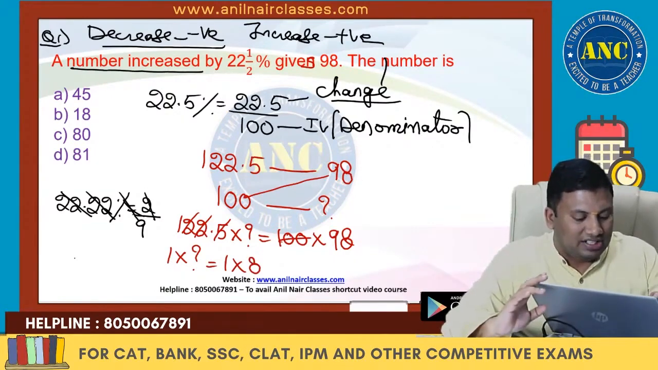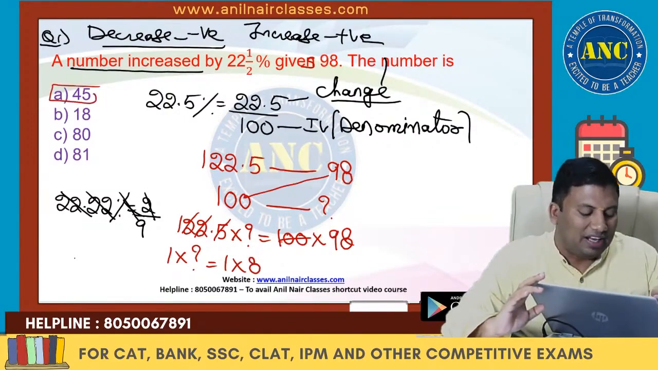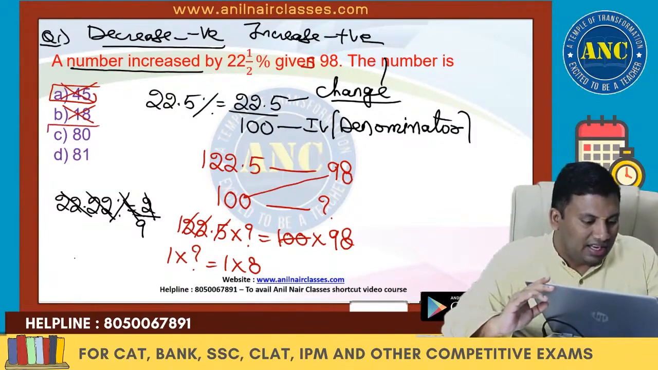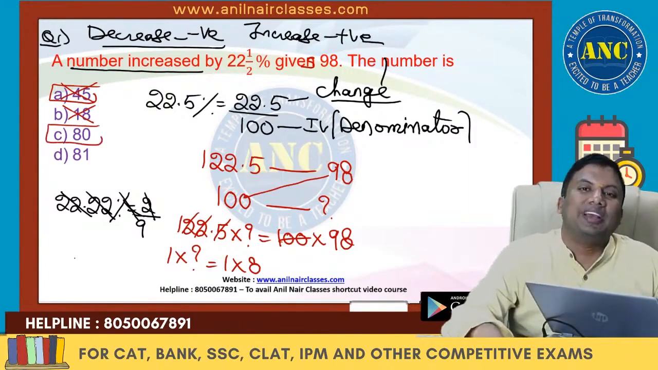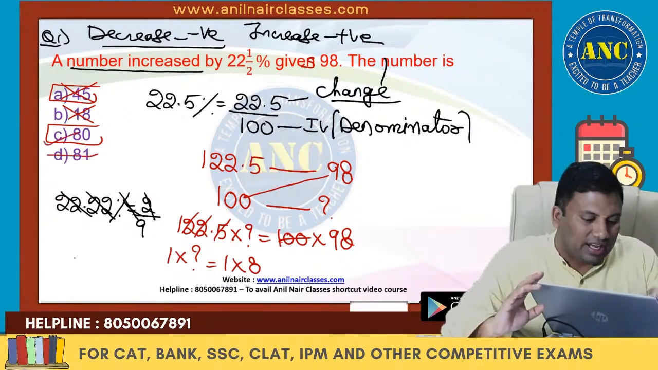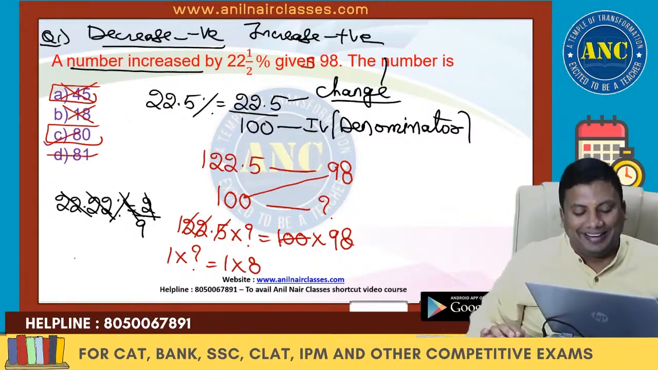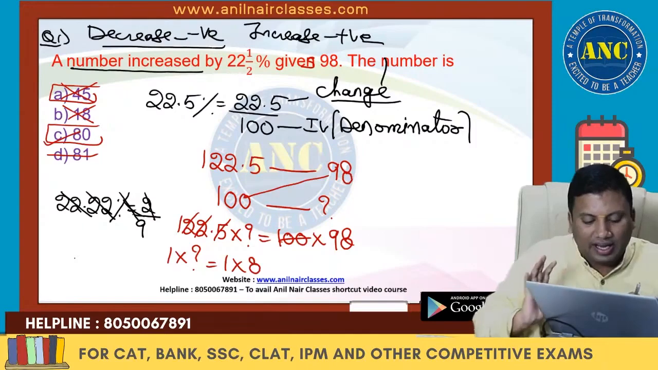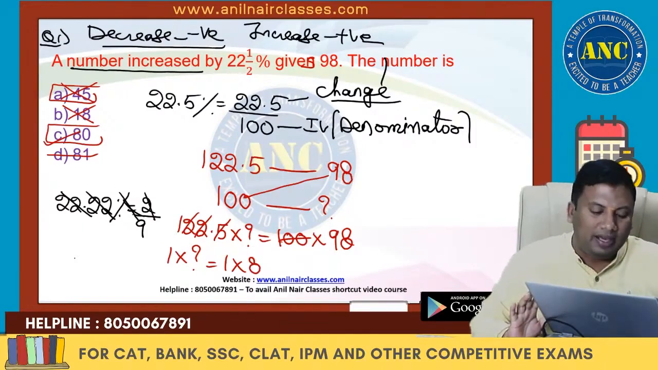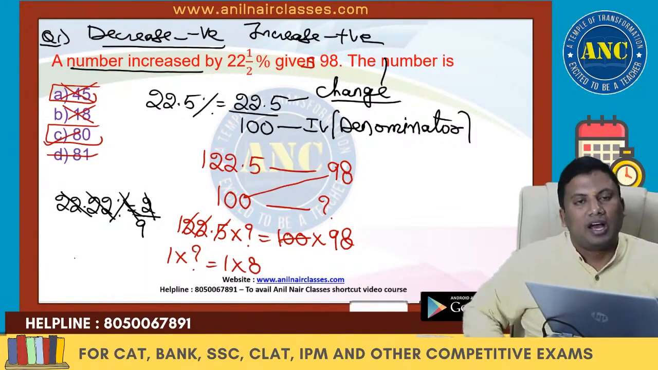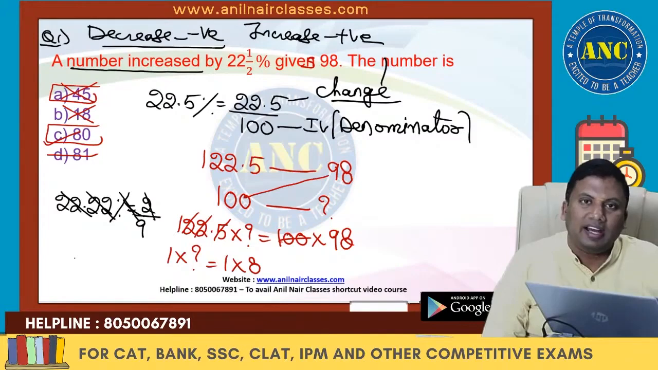Now apply the digital sum. 45, 1 into 45 is 9. 9 equivalent to 8? No. 9 equivalent to 1? No. These 80: 1 into 80, 1 into 8 is 8. 8 equivalent to 8. That is our answer. I hope the idea is clear. Such an easy question. Just by looking at the question itself, you will be able to get the answer very, very fast.